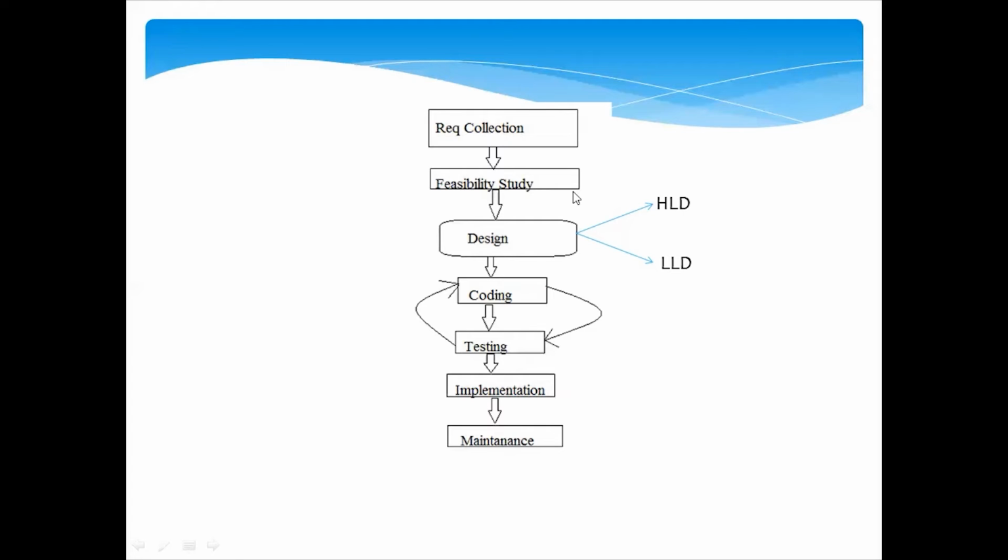And also the business feasibility will be done here. They will think from the business perspective, about how it is going to work in the business environment. So those things will happen in the feasibility study. That is the second step in the waterfall model.